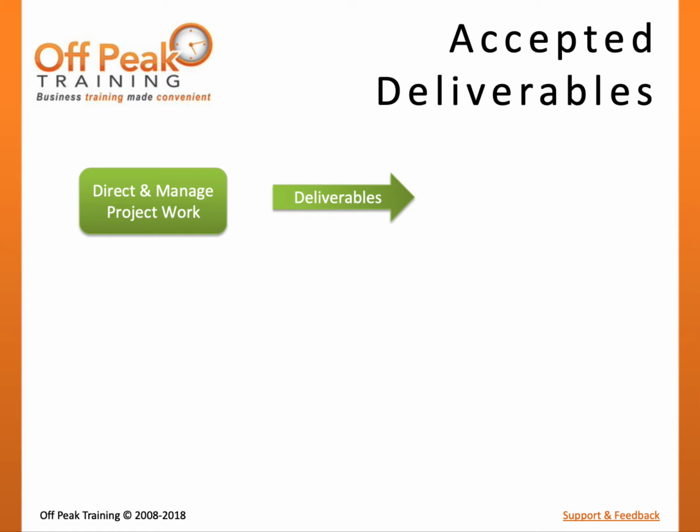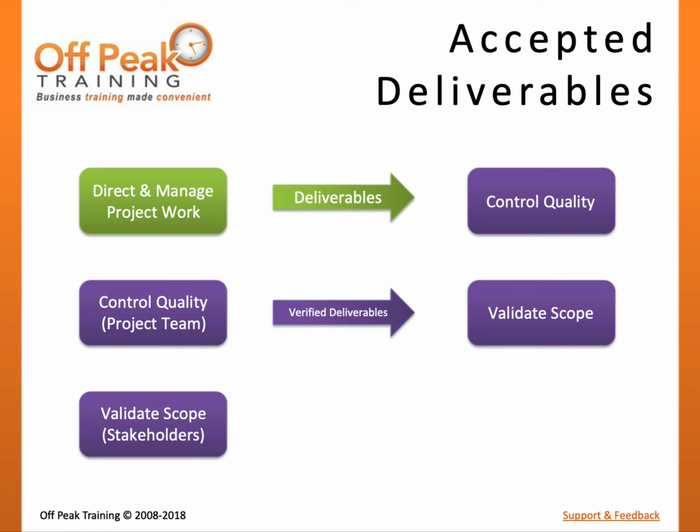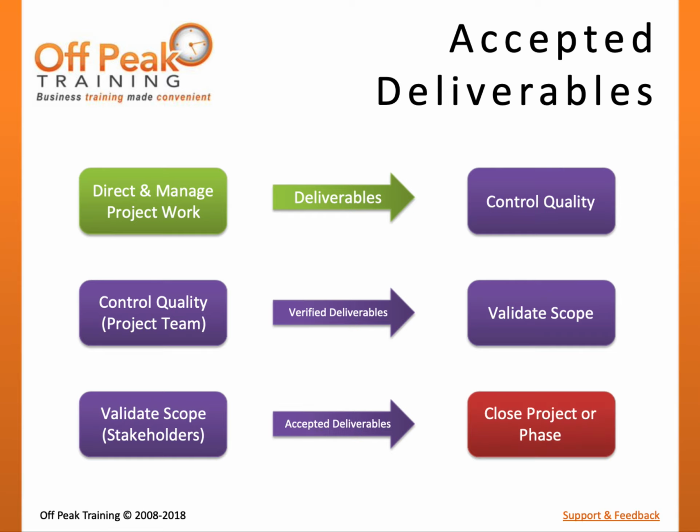Since we see the term deliverables in several project management processes, it is important to understand the relationship between these processes. Deliverables are first generated in the executing process to direct and manage project work. These deliverables will first be inspected by the project team in the control quality process. Once satisfactory, verified deliverables will be inspected by project stakeholders in the Validate Scope process. Once accepted, the project team may begin administrative closure of the current phase or the project.